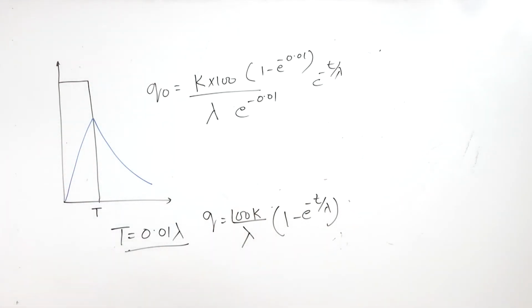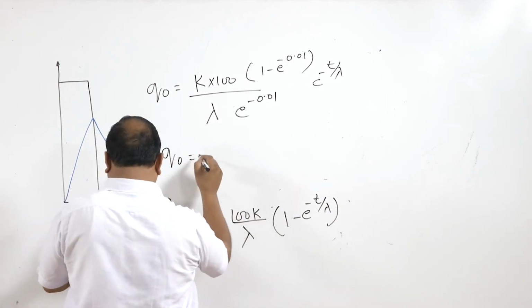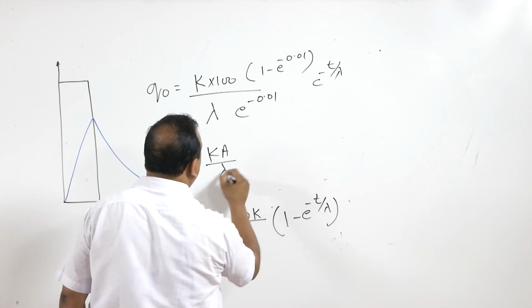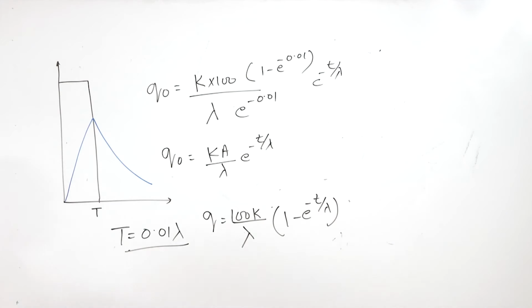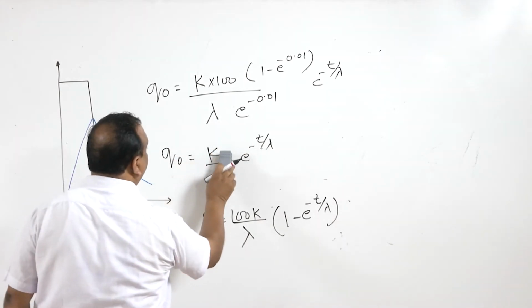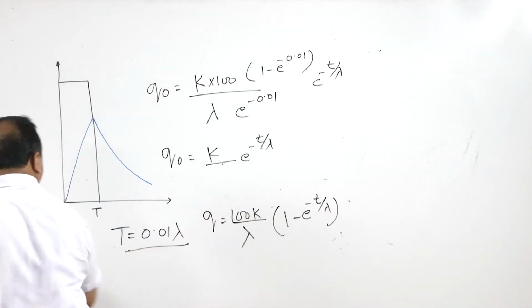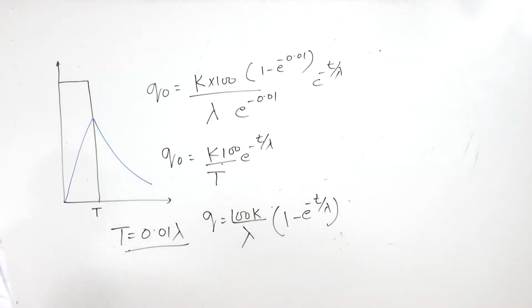So now we have these two solutions. We can have the exact solution also. The exact solution is Qo is equal to Ka by lambda, e raised to power minus t by lambda. Fine. Now A again is 1 and lambda we have taken as T multiplied by 100, and this is multiplied by 100.